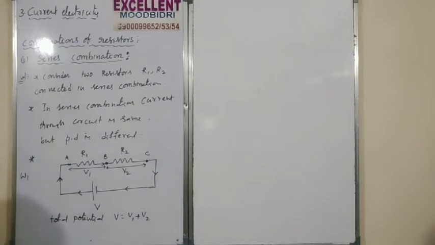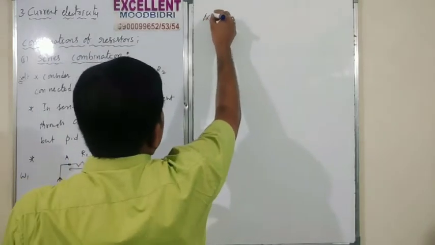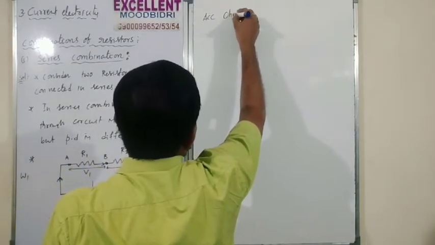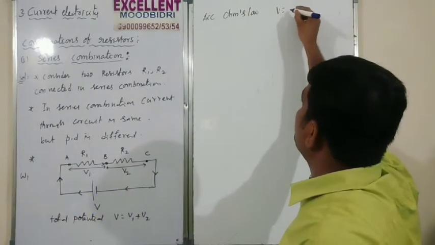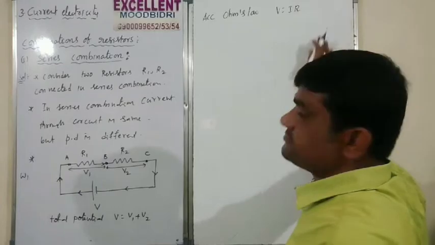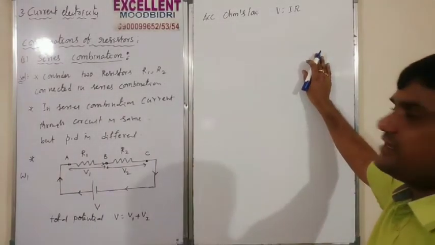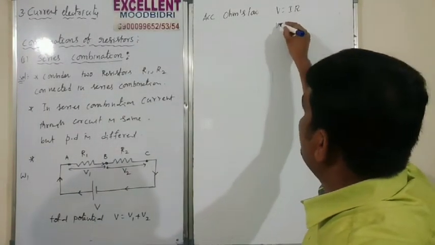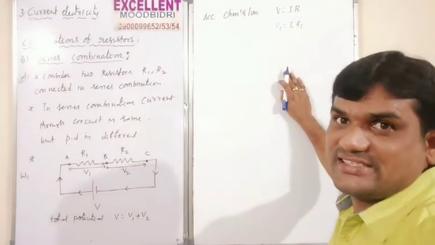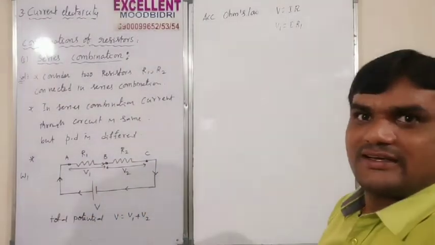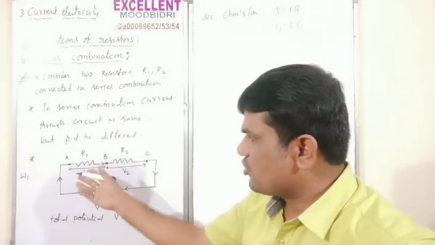Then what is V1 and what is V2 in series combination? According to Ohm's law, V is equal to I into R. Therefore, V1 is equal to I into R1. The current is the same, the same current is flowing, there is no division.